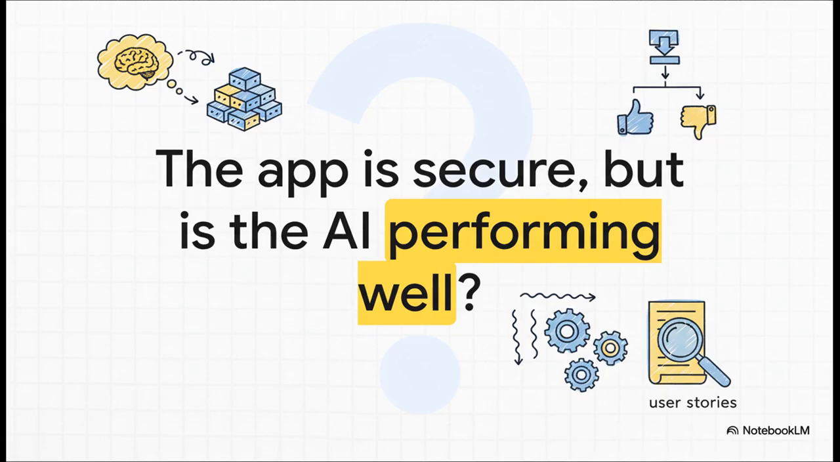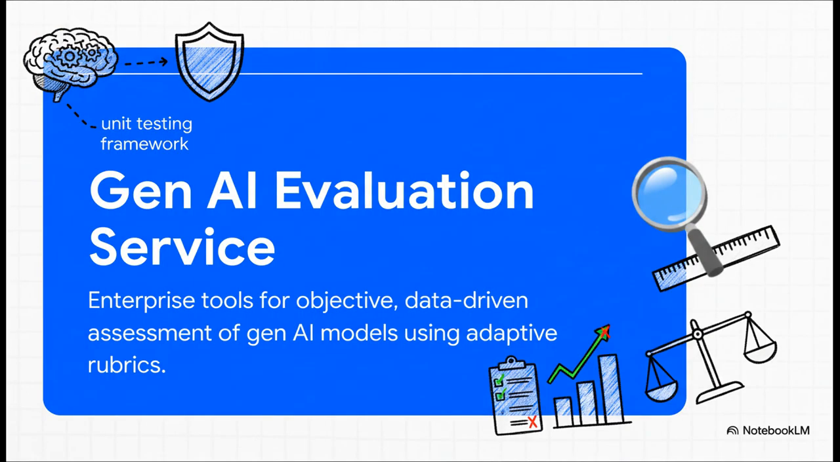But what about quality? Is the AI consistently generating useful user stories? Are the prompt improvements the team is making actually helping? In an enterprise setting, you can't just rely on gut feelings. You need cold, hard data. And this is where the Gen AI evaluation service comes in.